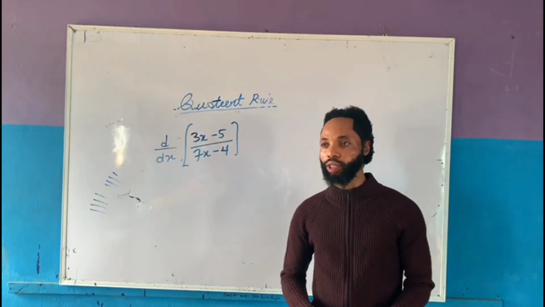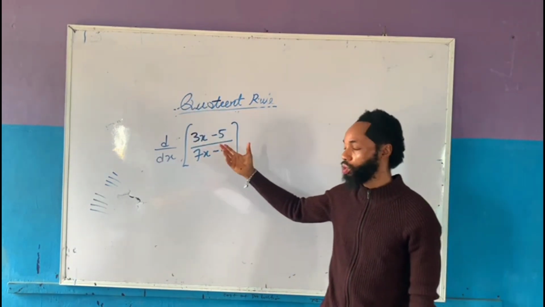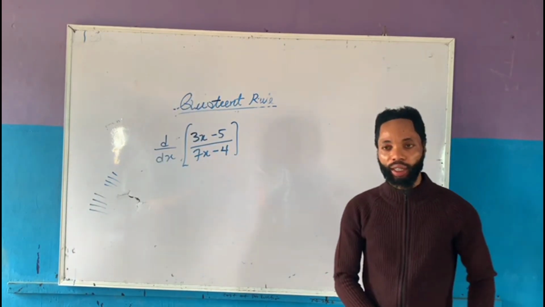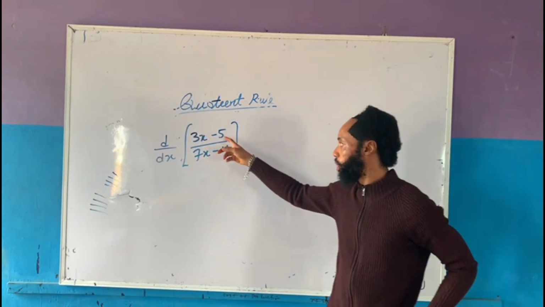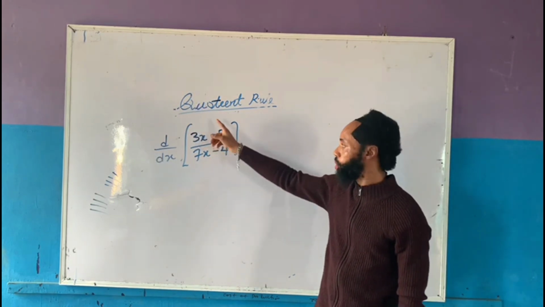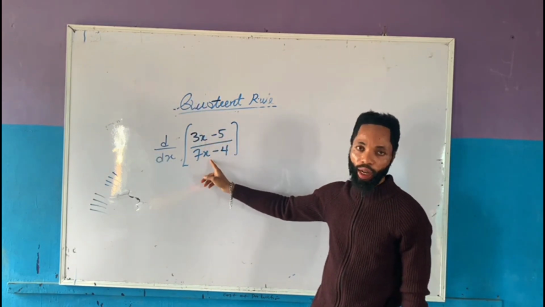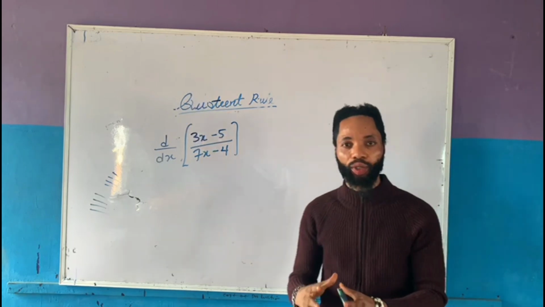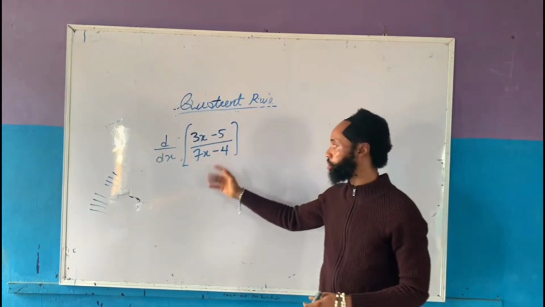Differentiation with the quotient rule entails using it when you see a rational expression, that is a fraction. You have a function up and a function down. You always want to use your quotient rule. So let's just get right to it.